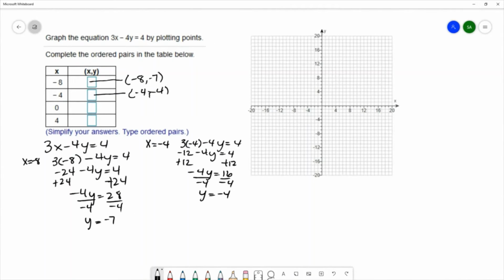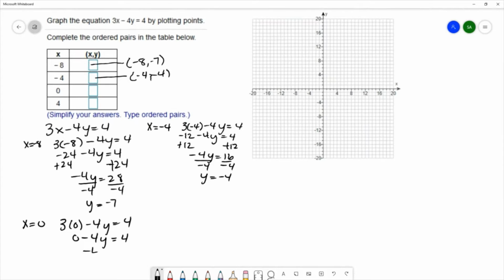The next x is x equals 0. I have 3 times 0 minus 4y equals 4. 3 times 0 is 0. And this simplifies to be -4y equals 4. I'll divide both sides by -4, and y equals -1. So that gives an ordered pair of 0, -1.